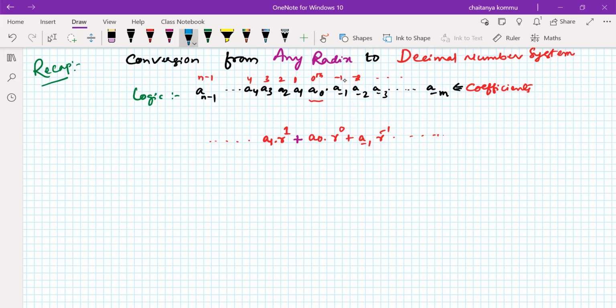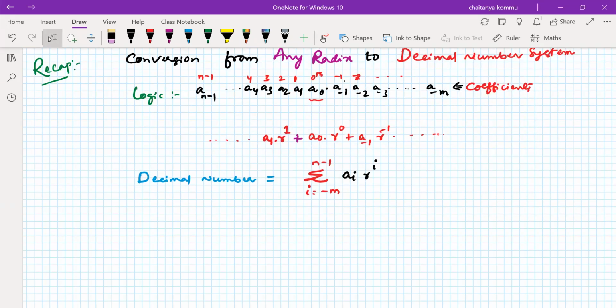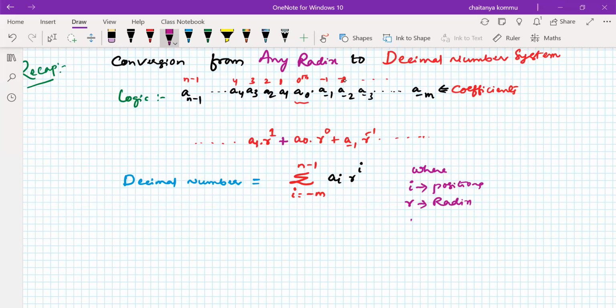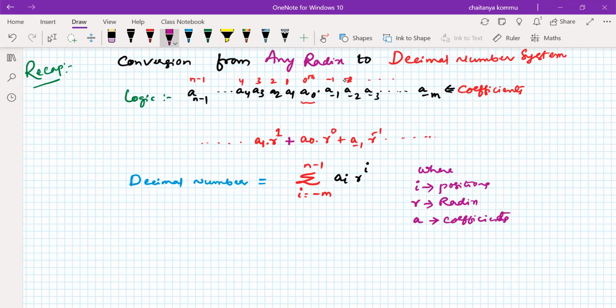Therefore, the decimal number is nothing but the sum of all terms from i equal to minus m to n minus 1 of a_i times r to the power of i, where i stands for the positions, r stands for the radix, and a stands for the coefficients. Are you agree with me? So if you do this for any radix R, it will be converted into the decimal number system. That's what we have seen in the last class.